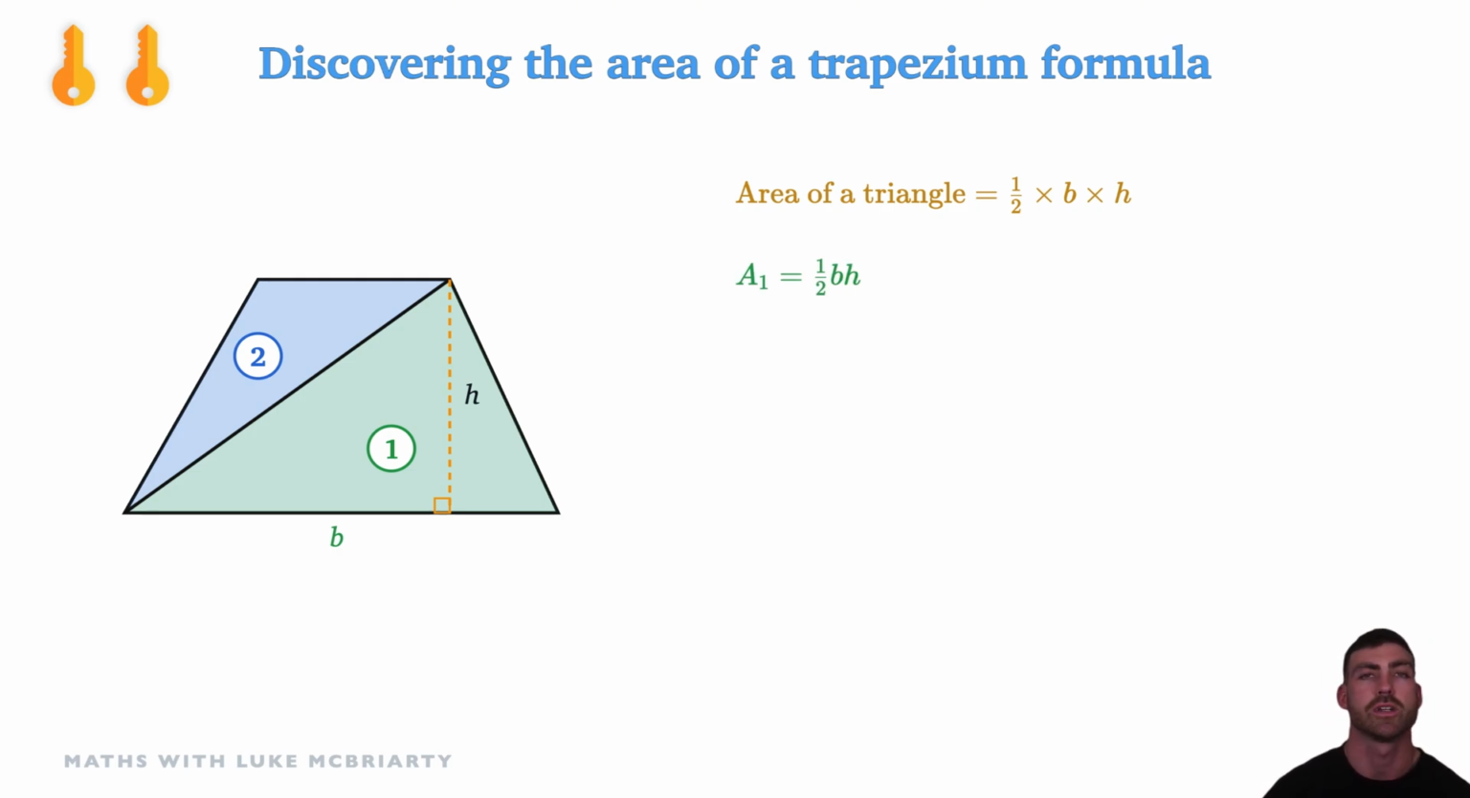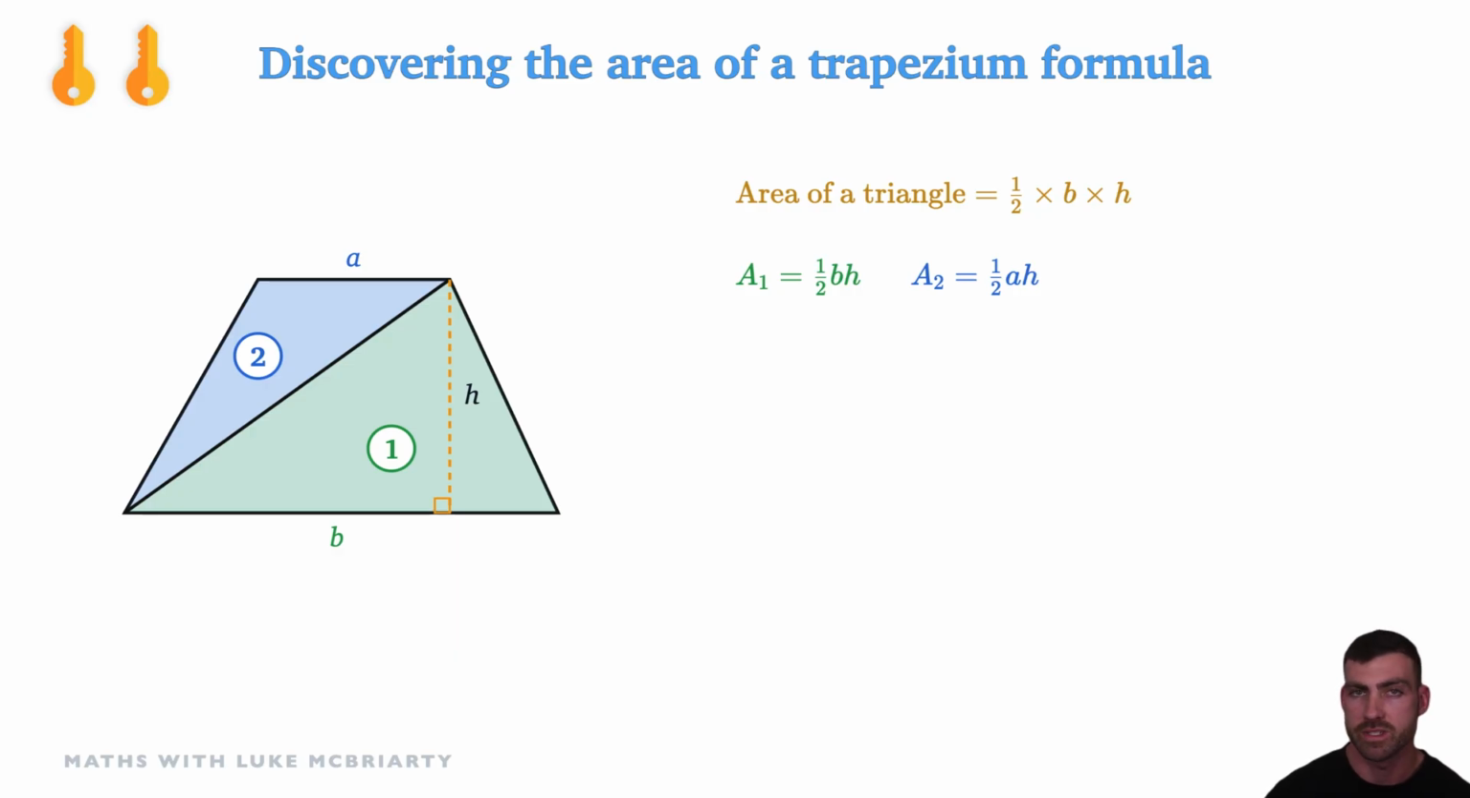Now let's look at triangle 2. Its base is different, so we need a different letter. Let's call this base A. What about the perpendicular height? Look carefully. The perpendicular height of triangle 2 is exactly the same as the perpendicular height of triangle 1. Both heights stretch between the same pair of parallel sides. So its height is also H. That means that the area of triangle 2 is half times A times H.